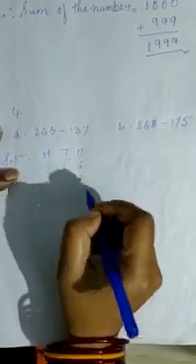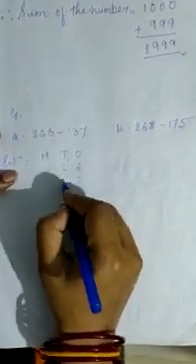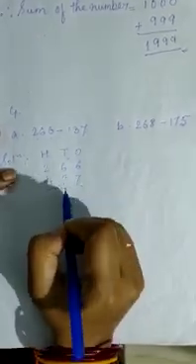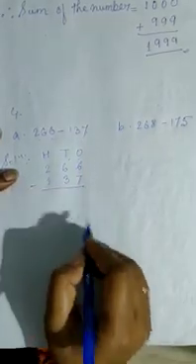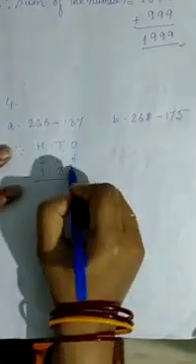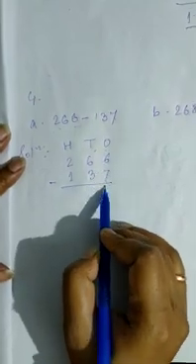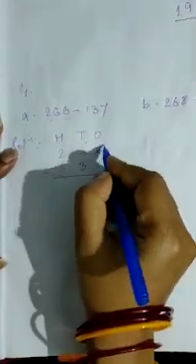Now here given 7, so 7 you write in ones place. In tens place we write 3, and in hundreds place we write 1. Now you subtract. Here 6 is smaller than 7. So we have to make 6 greater than 7. We cut the number.